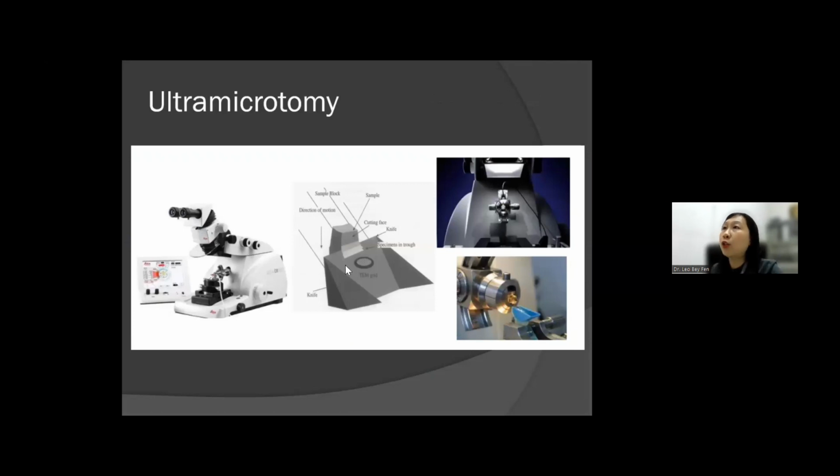Here is the ultramicrotome that is available in our lab, so the operator will help to section your samples down to 90 nanometers. Then this is how we incubate our samples here.